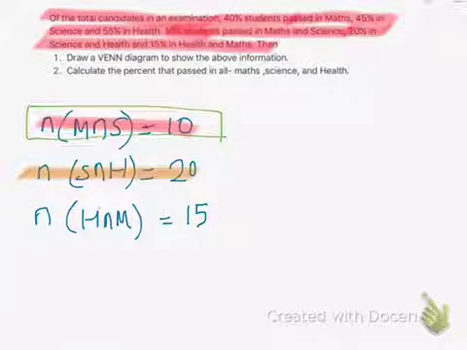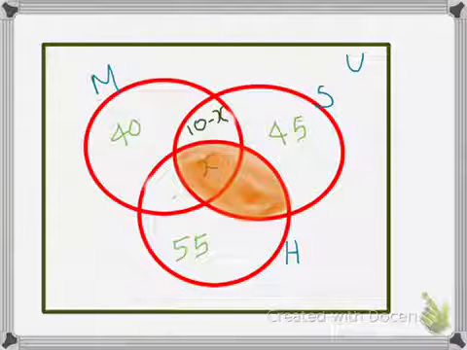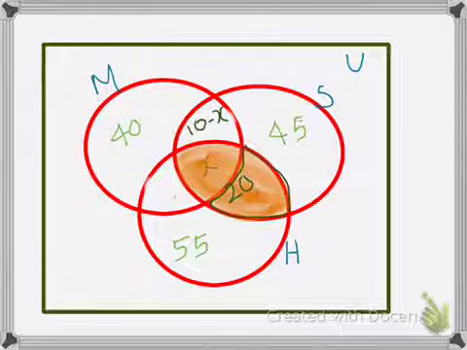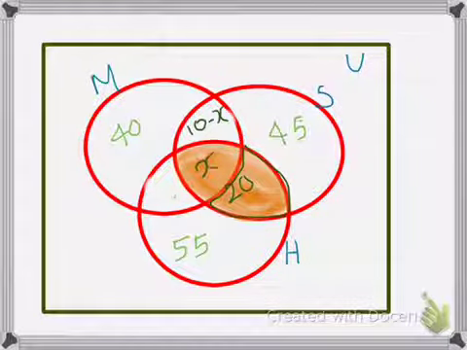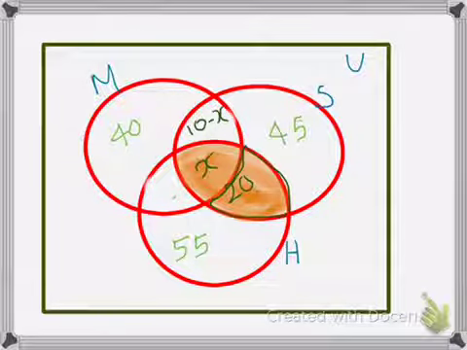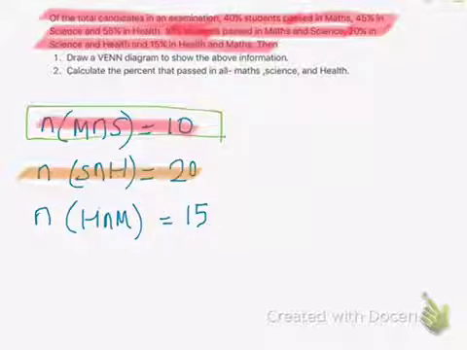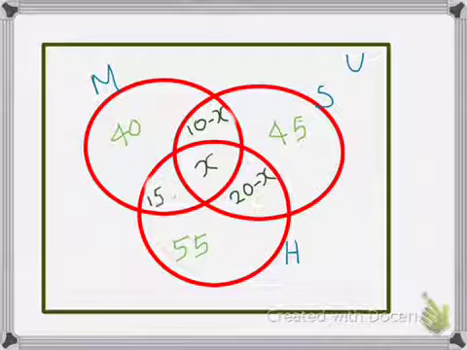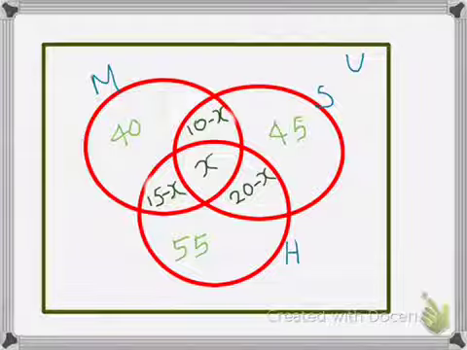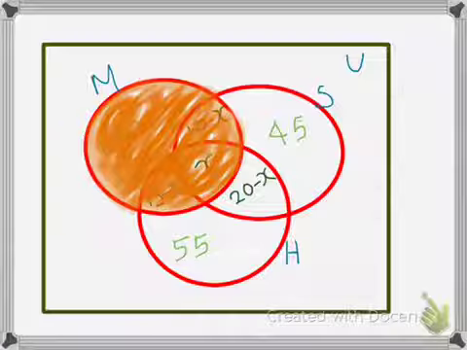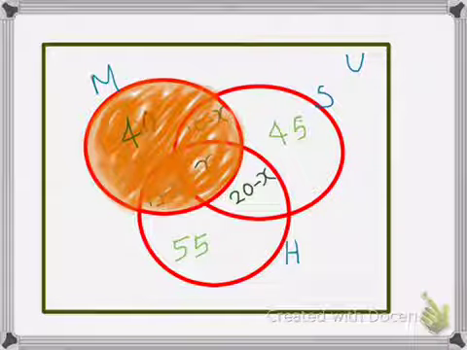Similarly, this S intersection H portion is 20, represented by this orange color over here. To get this lower portion, S intersection H only, we have to subtract X from 20, which gives 20 minus X. Once again, we can do it for H intersection M, which gives 15 minus X. Since we are given M to be 40%, that is 40% students passed in math, it is represented by this colored portion, which is 40%.